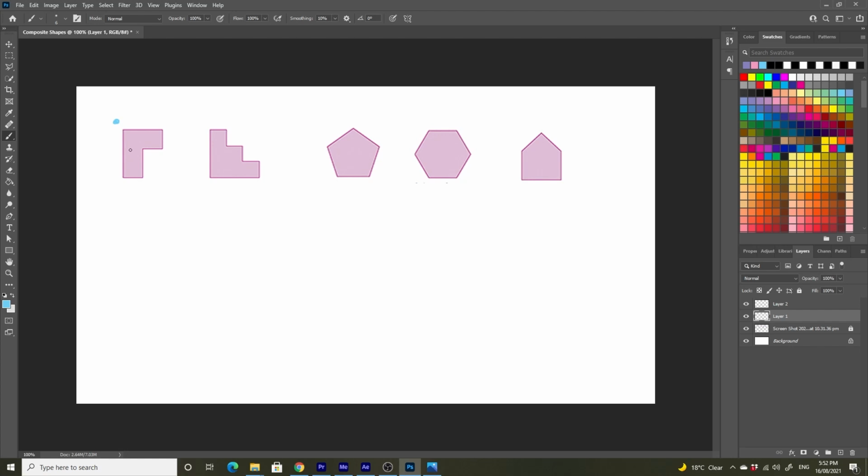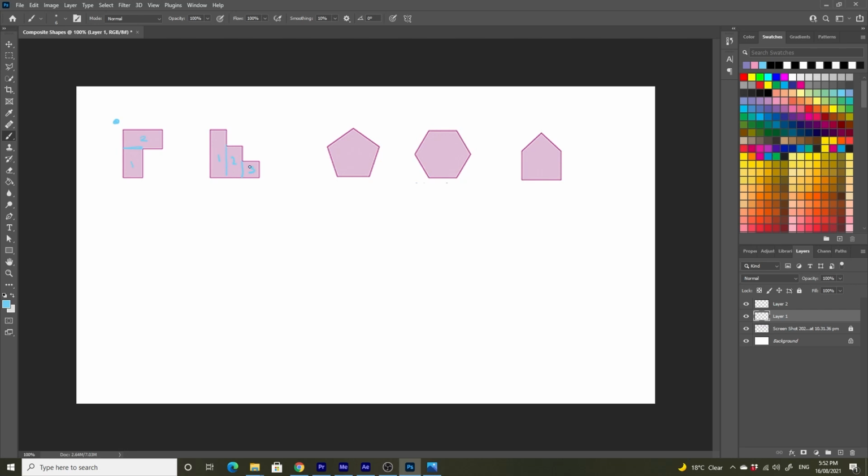So if we think about this first one here, it is actually just two rectangles. So if we know the area of this, and we know the area of this, and we add them together, then we have the area of the composite shape. And the same goes for this shape here. This can be divided into three rectangles, and if we know the area of 1, 2, and 3, then we know the area of the total shape.